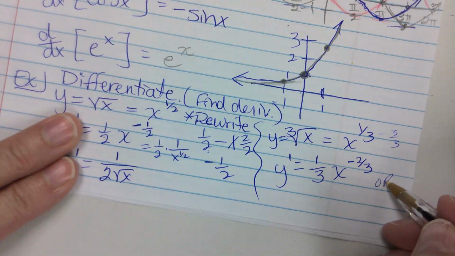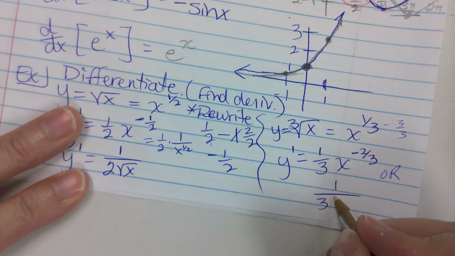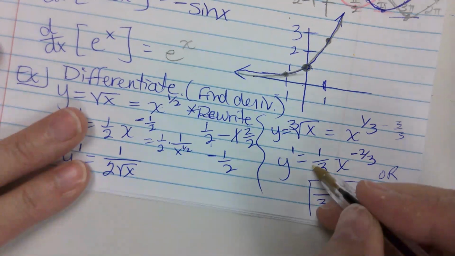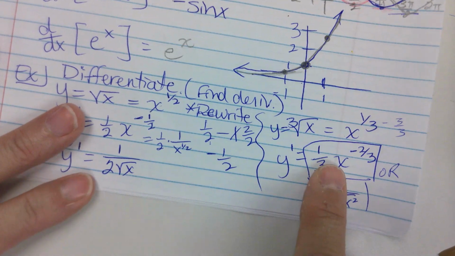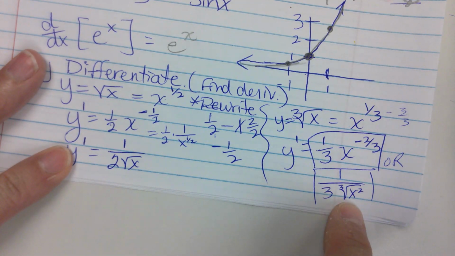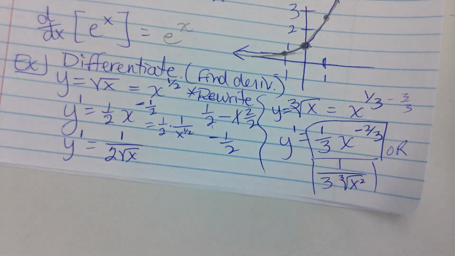Or 1 over 3 times the cubed root of x squared? Hey, I'll accept this answer. I'll be fine with that, okay? But I'm telling you, you gotta know the radical form too, if there was a multiple choice.